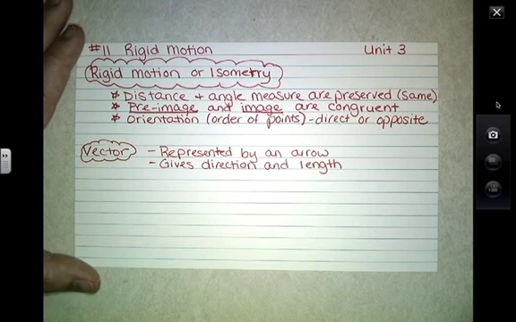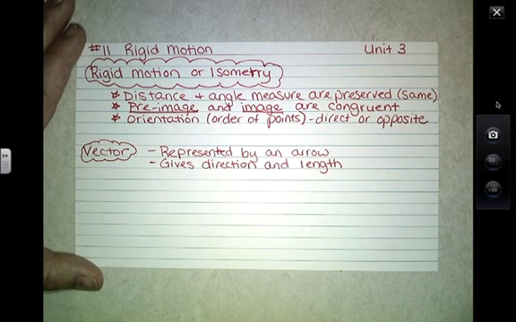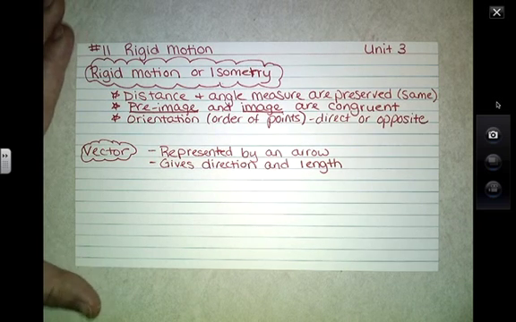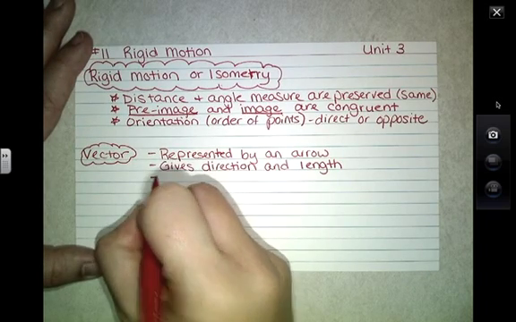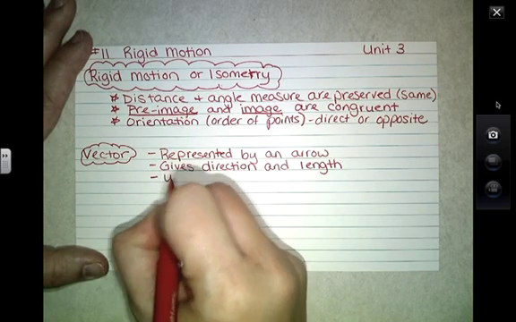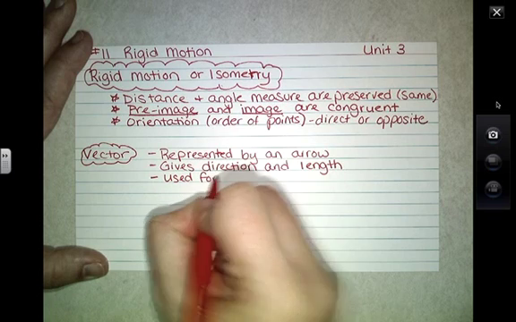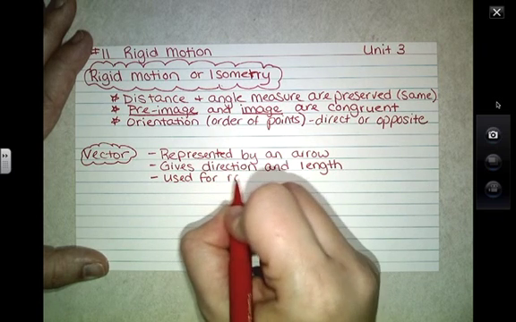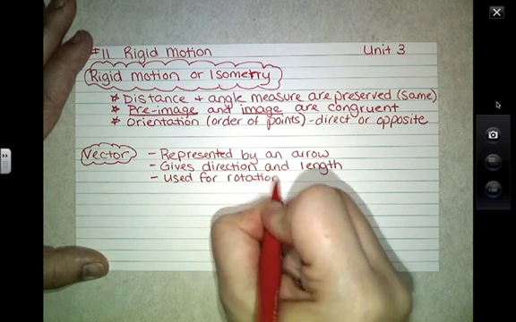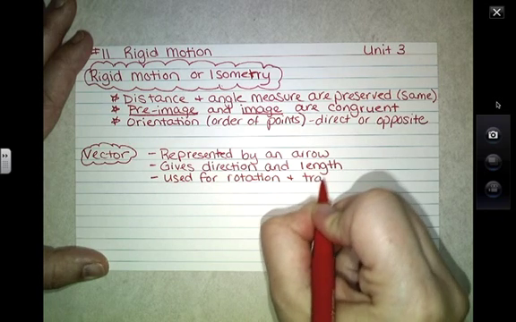Okay? So it's going to tell us which way to go. Think about a translation. It's going to show us which way to move it, and the vector is going to show us how far to move it. Does that make sense? Direction and length? Okay, so that's what the vector tells us. And we use vectors for rotations and translations.